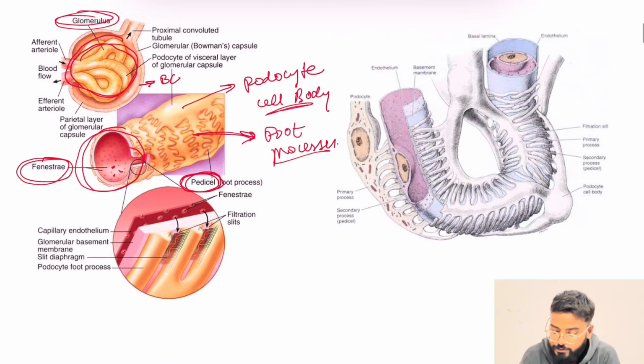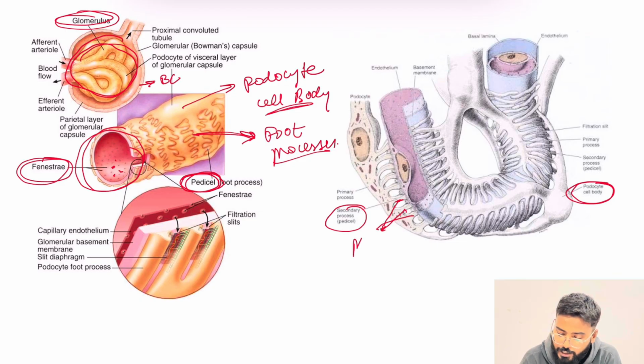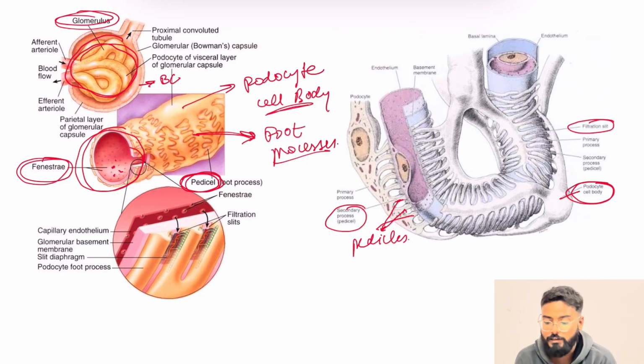Again, in another picture here, you can see this is your cell body. They have multiple processes that you can appreciate. This is your pedicle. This over here, these are your pedicles. This is the cell body, this is the pedicle, and here you can see this is the filtration slit. The gap that will be present in between those pedicles is going to form the filtration slit.